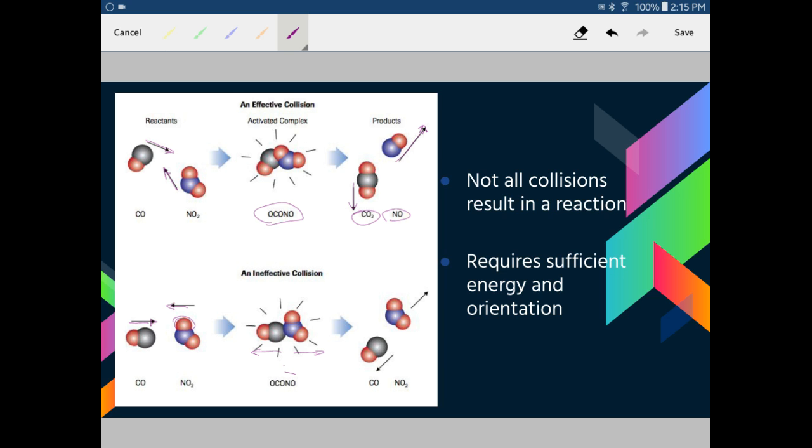Again, our activated complex in the middle here, these two are the same activated complex. However, this activated complex on the bottom did not have enough energy, or it didn't have the right location in terms of its collision, to form the appropriate products. So it requires sufficient energy and orientation.